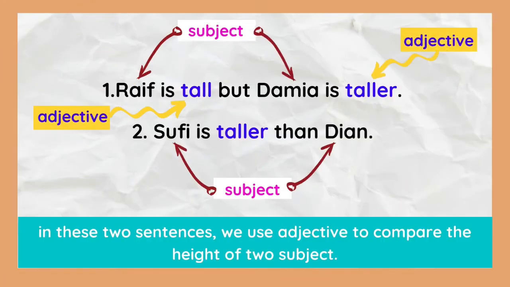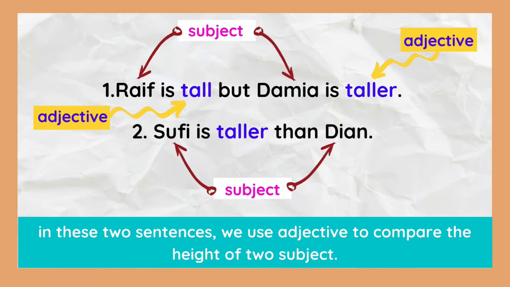Class, let's look at these sentences again. In these two sentences, we use adjective to compare the height of two subjects. Ketinggian dua subjek. Let's look sentence number 1. Raif and Damia is the subject, and we use tall and taller as adjective.